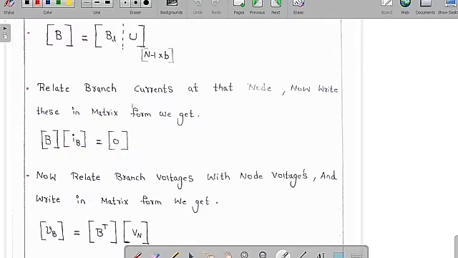So relate branch currents at that node, and now write them in matrix form. That means you have to write the KCL equations at each and every node, and you can write them in terms of this matrix also, which is B into IB is equal to 0.